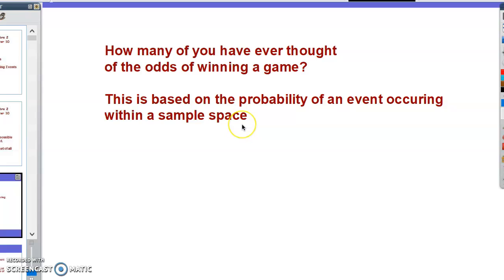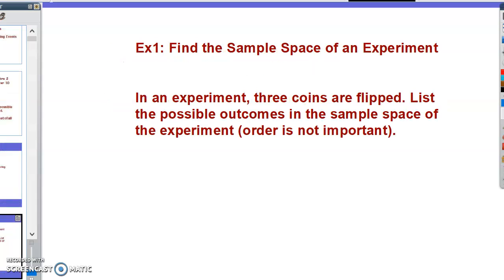So what is a sample space and what is an experiment? And related to that is, how many of you have ever thought of the odds of winning a game? This is based on the probability of an event occurring within a sample space. So hopefully you are playing some games now that you're sitting at home and enjoying time with your family. So let's first figure out what is the sample space of an experiment.